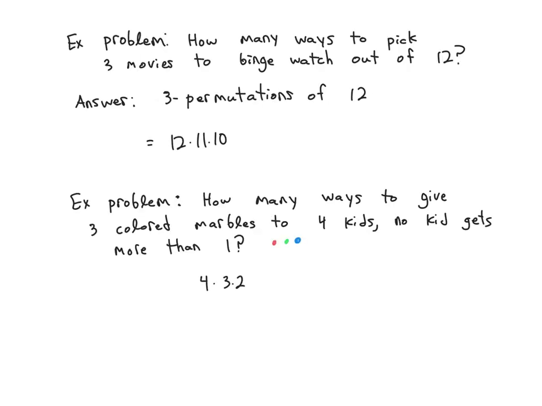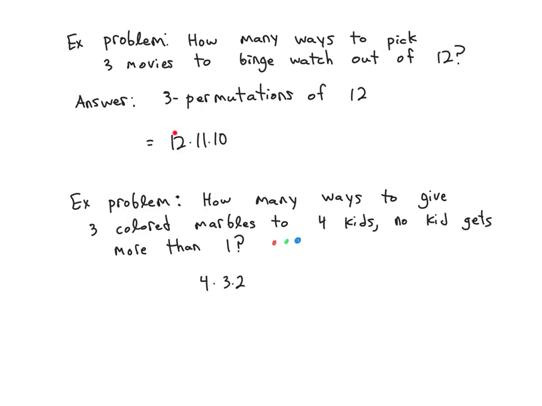Okay, now we do some word problems. So how many ways are there to pick 3 movies to binge watch out of a set of 12 movies? This would also be a problem that would pop up if you wanted to pick your favorite 3 movies out of a set of 12. Here you see order's supposed to matter because naturally if you're going to pick 3 movies to watch, you have to watch one of them first and you have to watch one of them last.